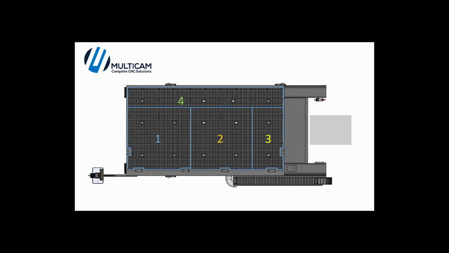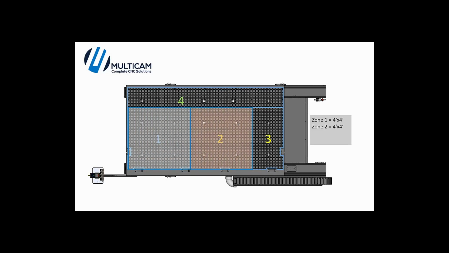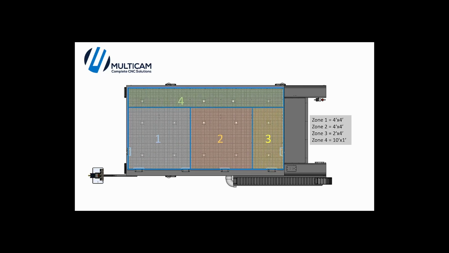Placing your gasket tape in a similar fashion will establish your zone 1 as a 4 foot by 4 foot vacuum area, then zone 2 is another 4 foot by 4 foot area, a 2 foot by 4 foot area in zone 3, and then zone 4 will be a 10 foot by 1 foot vacuum zone area. This establishes all the standard sheet sizes of 4x4, 4x8, 4x10, and 5x10.